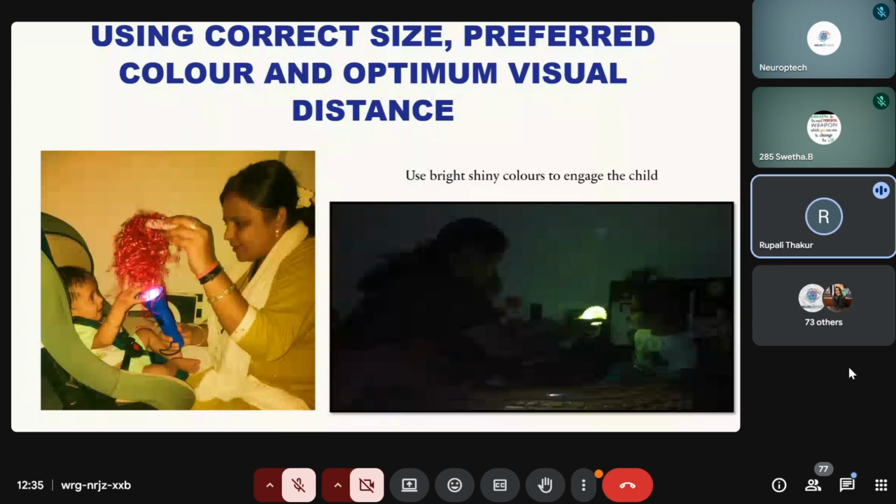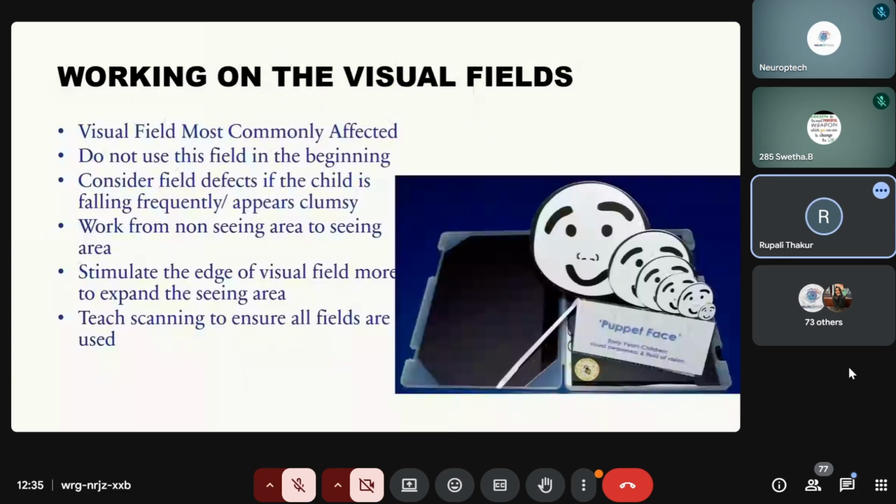Similarly, when we are working on visual fields, we have puppet faces. As you can see, you can draw these by yourself also. If you cannot buy this, a few of the things in CVI assessment, interestingly, you can all make at home also. The visual field is most commonly affected because there is a brain problem also. Eyes are looking fine, hands are looking fine, some of the time the motor part is also affected, but what is in between is affected, because the brain is not able to follow the commands for eye and hand coordination and eye and brain coordination.